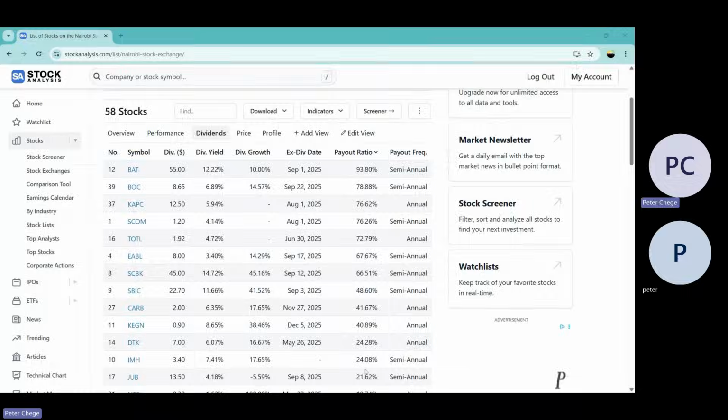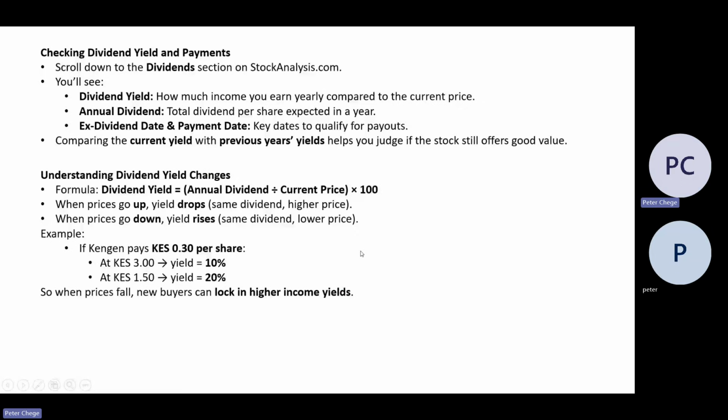So let's go back to the presentation. Now let's understand dividend yield. Dividend yield is calculated in two ways. It depends whether you have shares or you don't have. If you don't have shares, dividend yield is the annual dividend divided by current price times 100. So if dividend is 4 shillings annual and price is 10, it's 4 over 10 times 100. That's how you get the dividend yield for shares you don't have. If you are buying new shares, it is the amount that you use to buy shares.